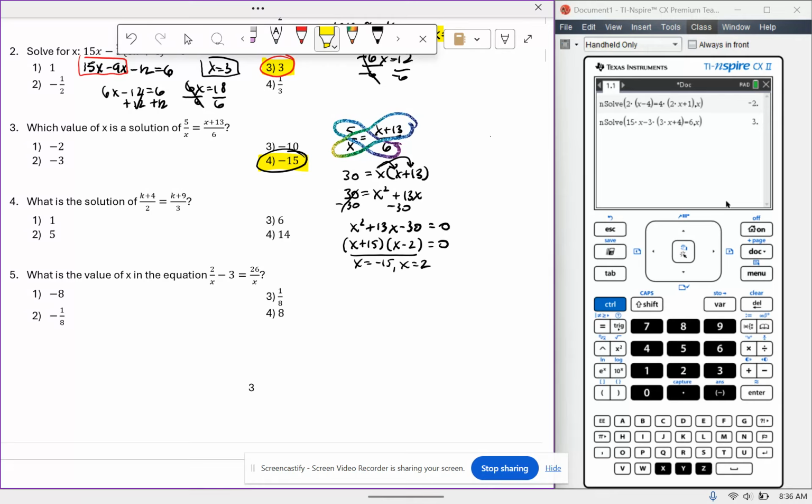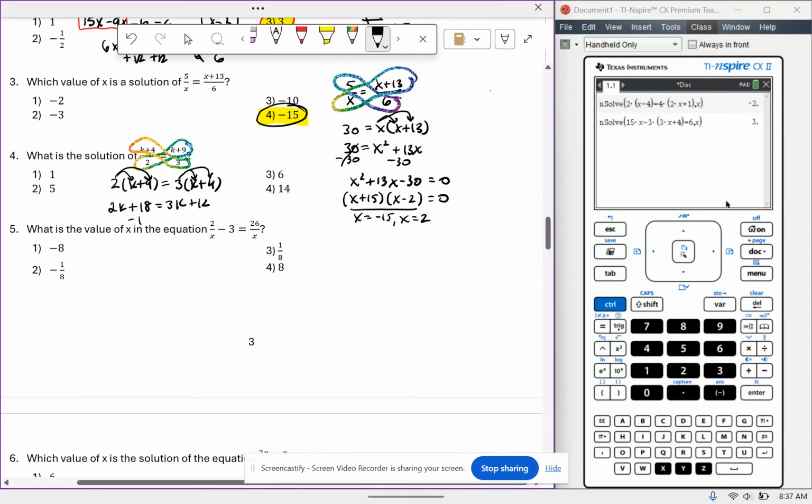Okay, question 4. What is the solution of k plus 4 over 2 equals k plus 9 over 3? In this case, this guy is probably going to end up being linear, but let's double check by cross multiplying first. So now I would have 2 times k plus 9 equals 3 times k plus 4. Now I'm going to distribute. Oh, good. This guy is going to be linear, so I can use nsolve to check my answer. Notice how no variable ends up being squared after I distribute.